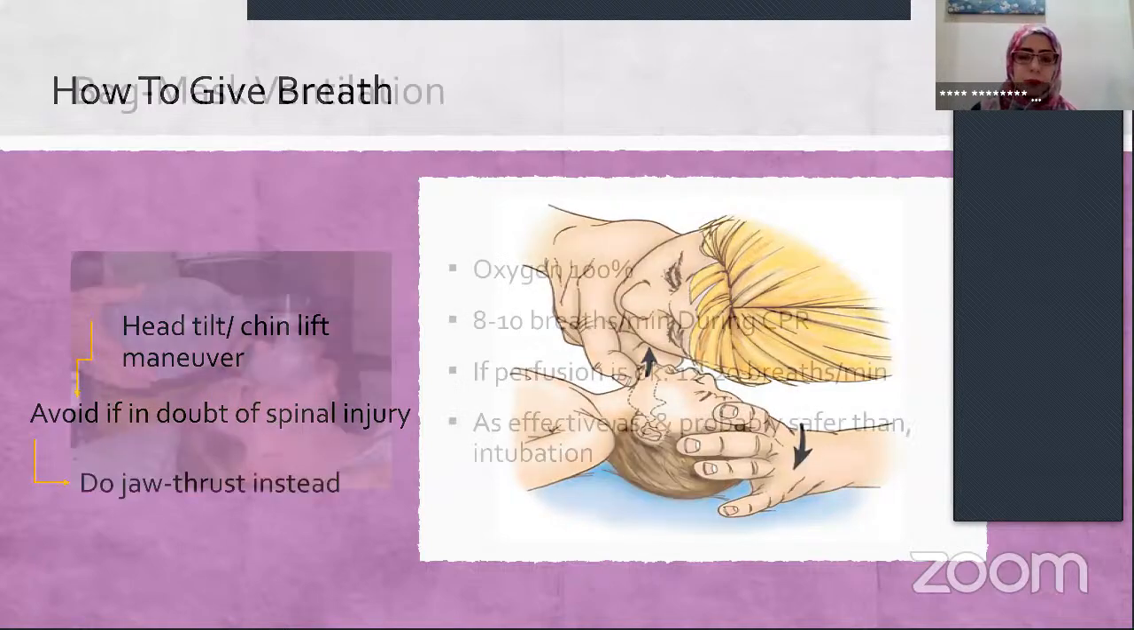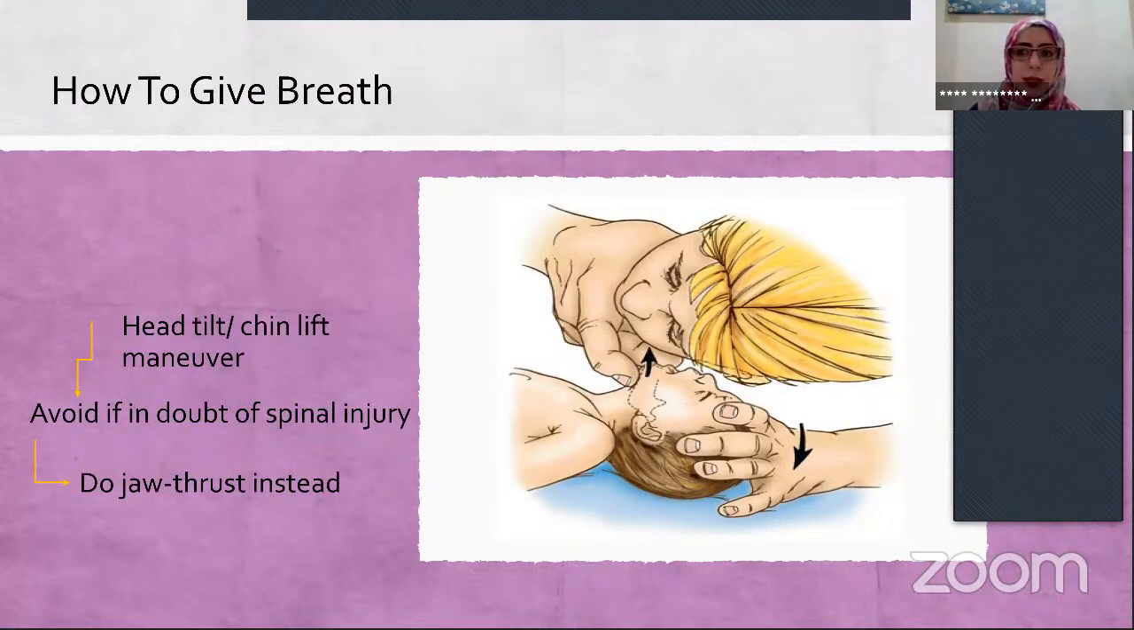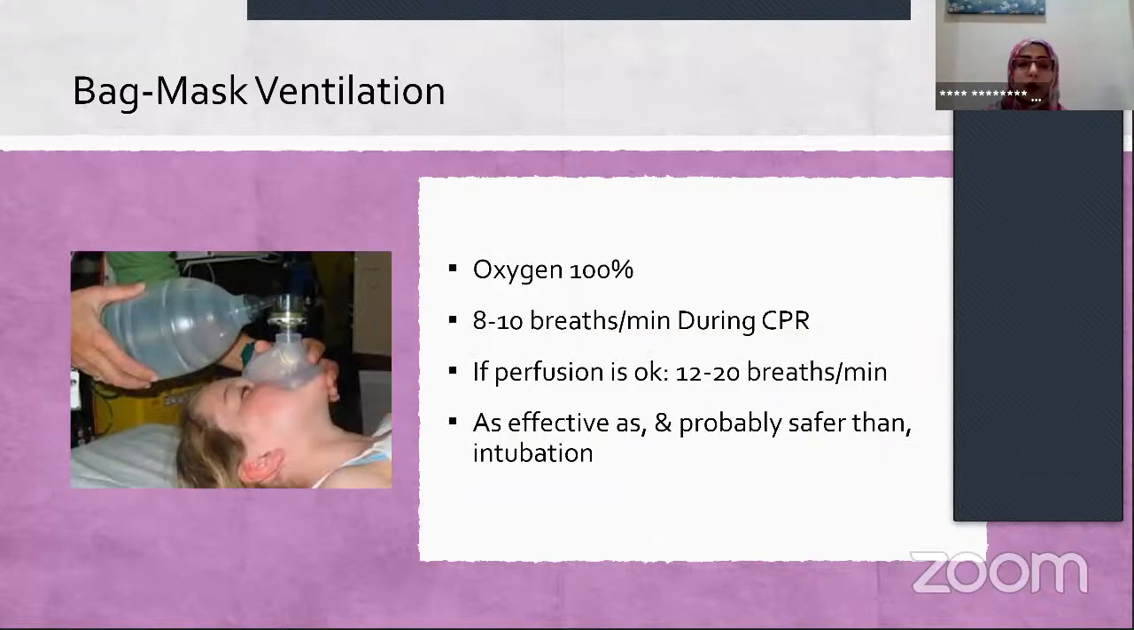Okay. I have not put the picture of jaw thrust here, but it's just pulling the jaw instead of moving the head, because if you move the head, the spine will be in danger. But if you just pull the jaw, you will open the airway of the child without putting the spine in danger. Like mask ventilation, it is a very important step in CPR. You should provide 100% oxygen.